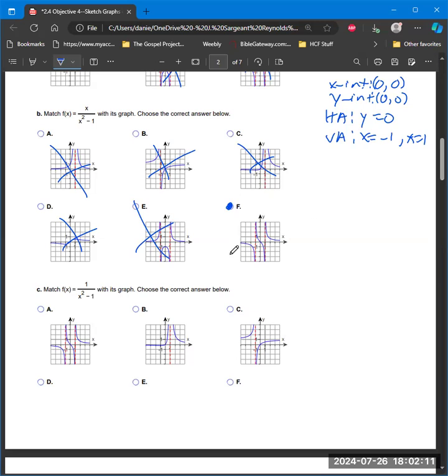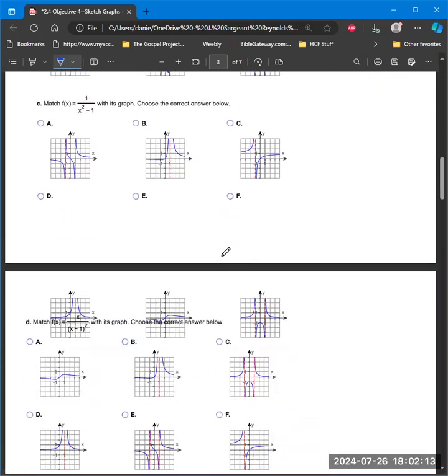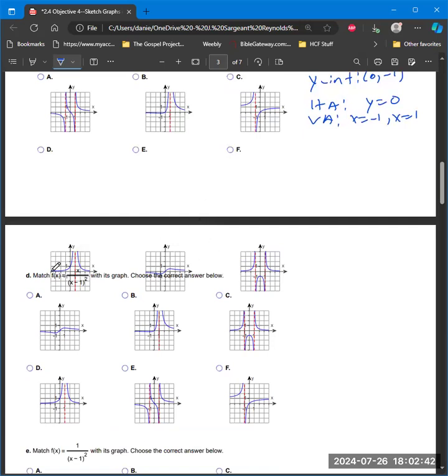All right. With C, we're going to have no x-intercept. And we're going to have a y-intercept at (0, -1). We're going to have a horizontal asymptote at y equals 0. We're going to have vertical asymptotes at x equals -1 and x equals 1. So I'm sorry that questions get over top of graphs sometimes when there's a page break like this.